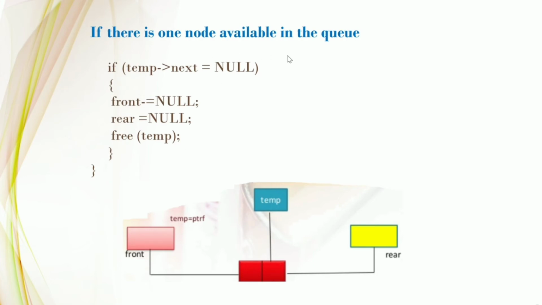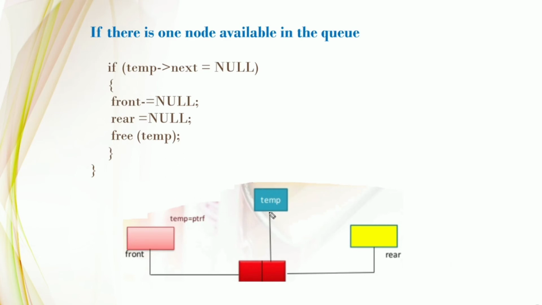If there are one or any number of elements in the queue, then we have to create the temp, that is, the temp's next points to null. We created the temp node, its next points to null, and front is equal to null and rear is equal to null. That means temp points to the front node, front points to the next, and rear points to null, and free the temp.